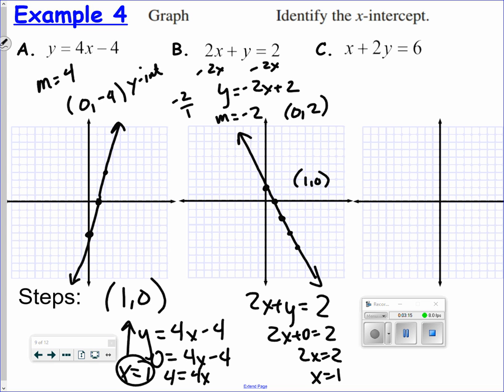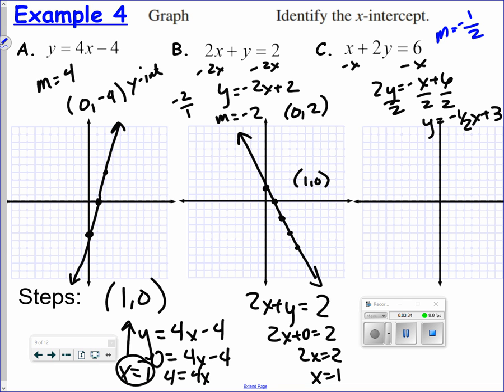So the last one, a little harder. I'm going to subtract x and divide everything by 2. So I get -1/2 x plus 3. Fractional slopes are fine. There's nothing wrong with a fractional slope. That actually helps me. It gives me my rise and my run just by looking at it. And the y-intercept is at 0, 3.